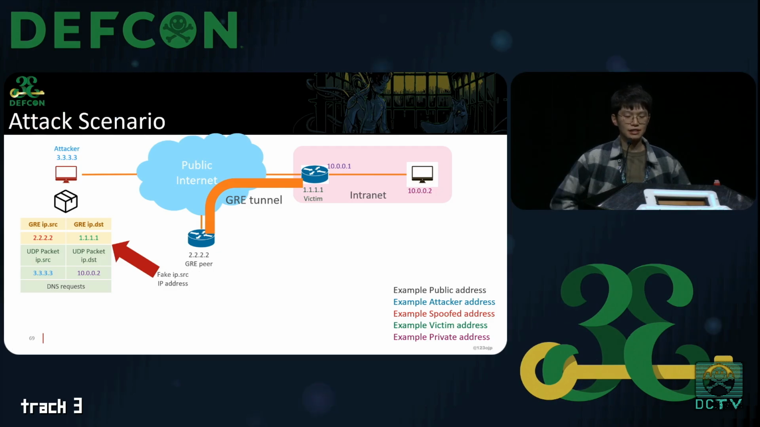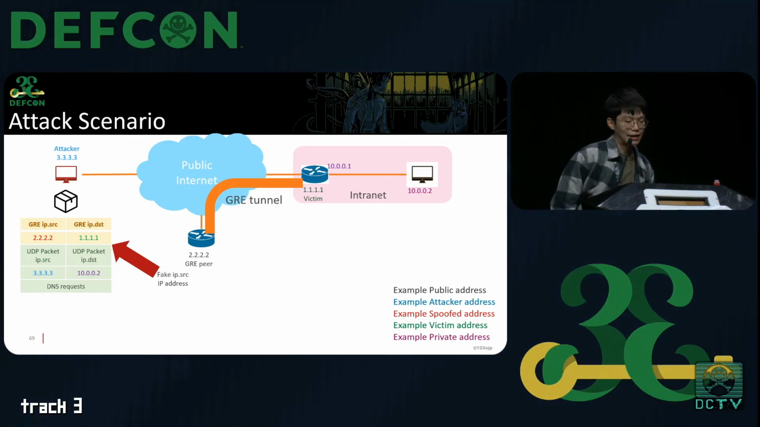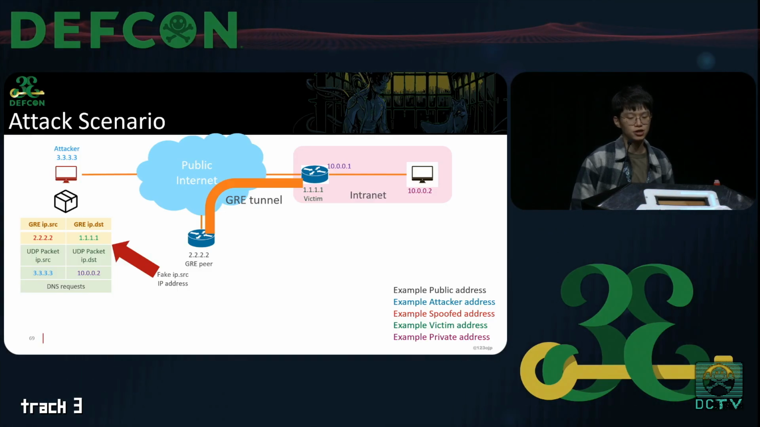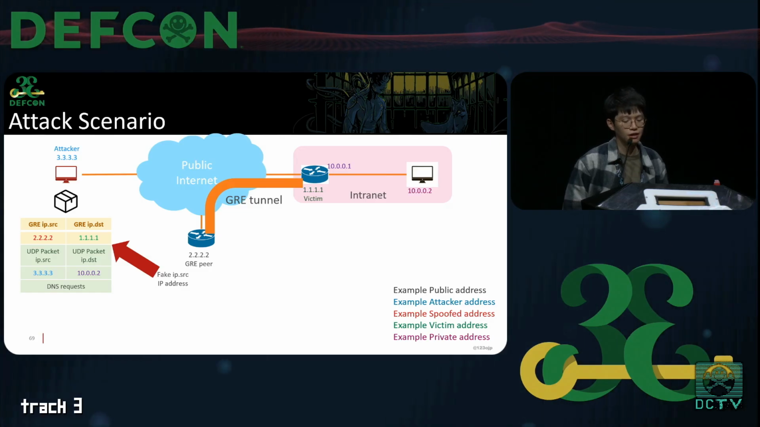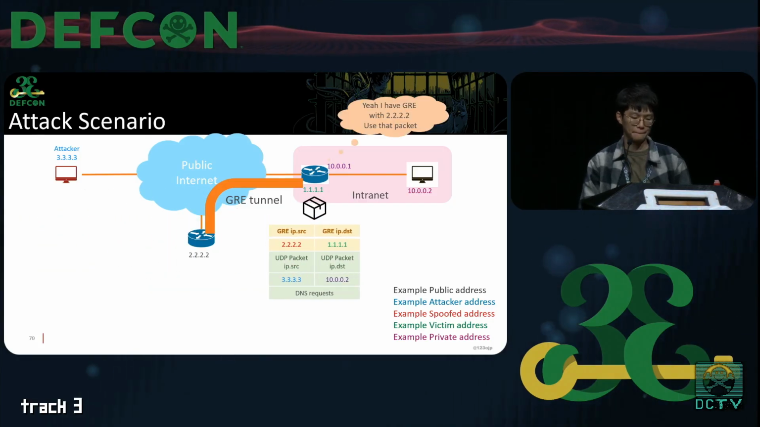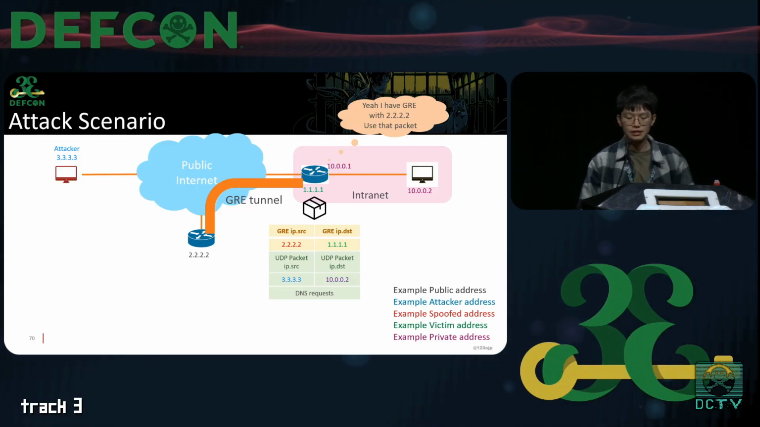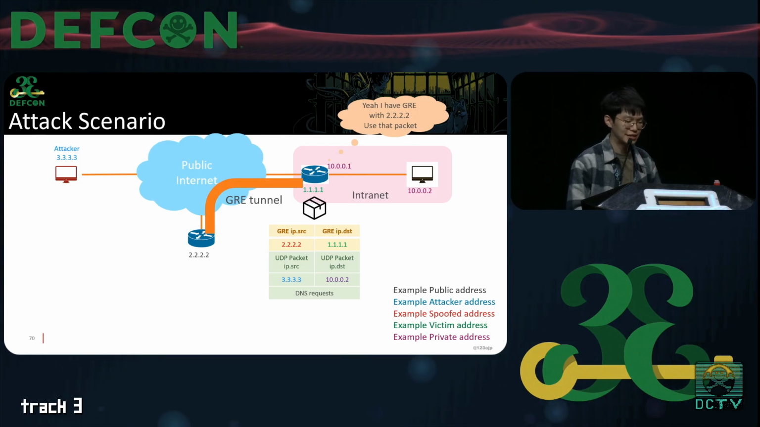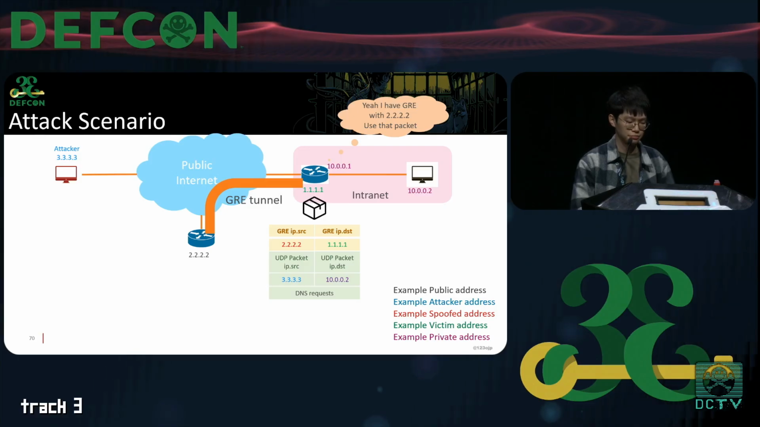Let's imagine a scenario. The victim 1.1.1.1 has a GRE tunnel with 2.2.2.2. An attacker can forge a GRE packet that appears to be sent from 2.2.2.2. The inner packet is a DNS request sent from the provider IP 3.3.3.3 to an internal network IP. When the packet arrives, the victim will trust and use the GRE packet because it claims to come from 2.2.2.2.